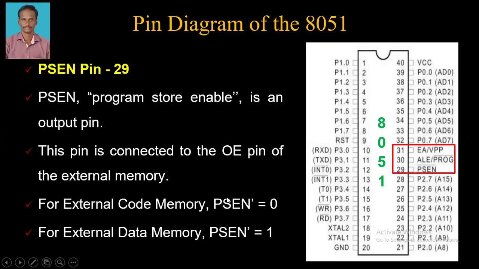And next, pin number 29, that is PSEN, which means program store enable. It is an output pin. This pin is connected to the OE pin of the external memory. For external code memory, the PSEN value is 0. For external data memory, the PSEN value is 1.